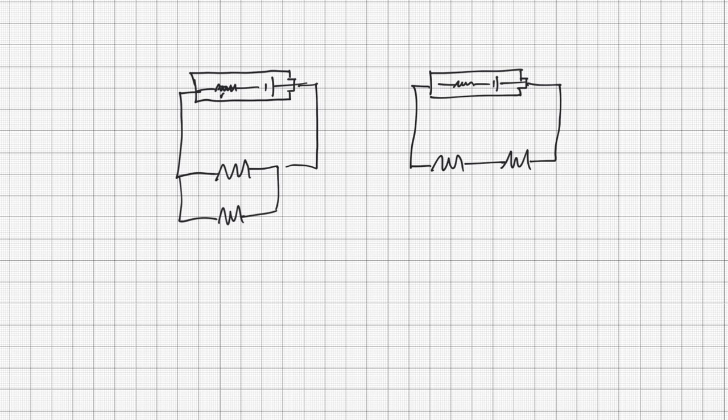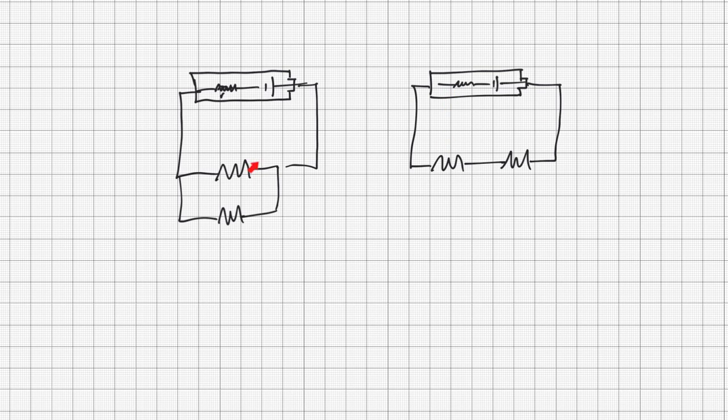Like I said previously, it doesn't matter how a circuit is set up, whether it's 2 resistors or 3 resistors in series or resistors in parallel, our internal resistance is always going to be in series with that setup. So if I find my total resistance here, this resistor is in series with that. If I find my total resistance here, this resistor is in series with that as well.